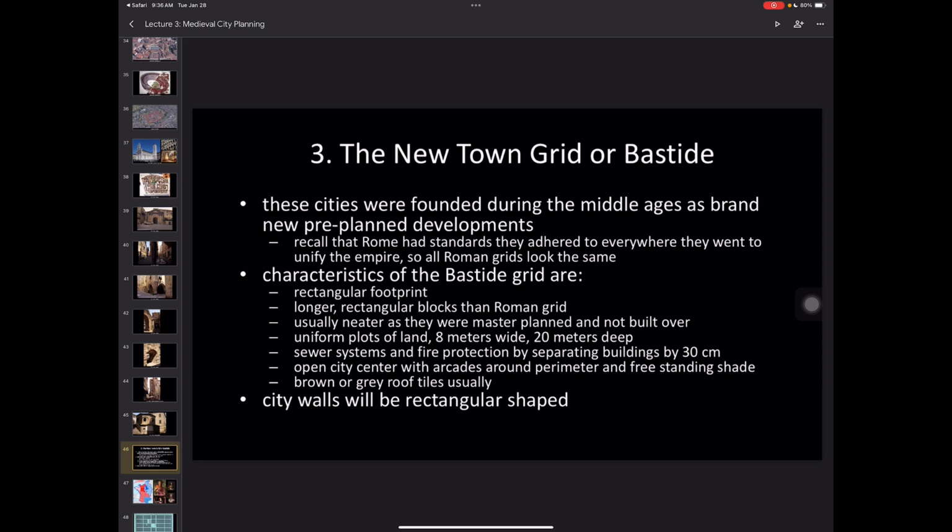They also have an open city center with arcades around the perimeter. And they don't usually have a castle or a church in the center or even a town hall. They're just arcaded, which we'll see why that is. And then brown or gray roof tiles. And we'll talk about why that is as well.